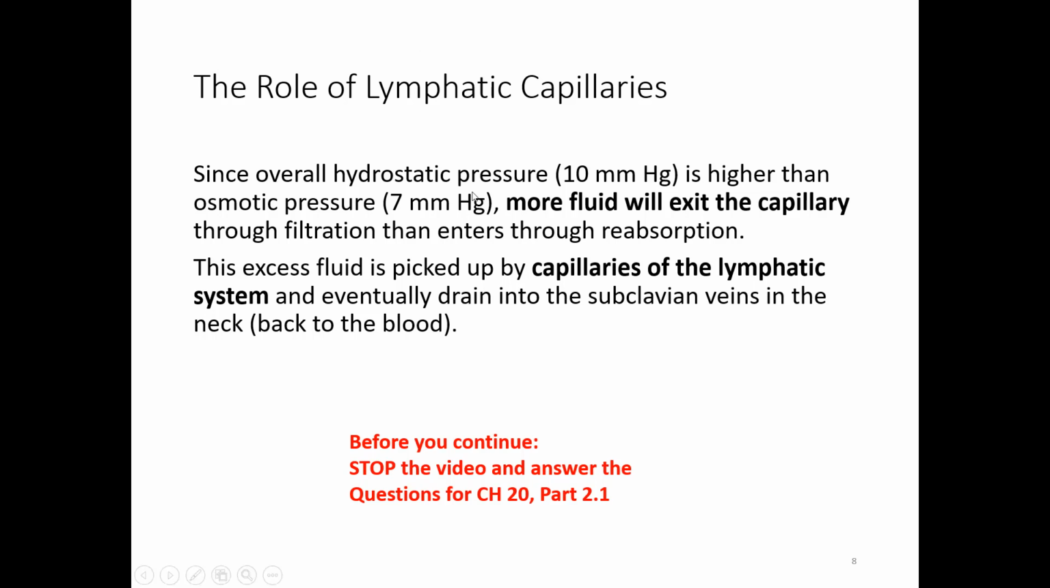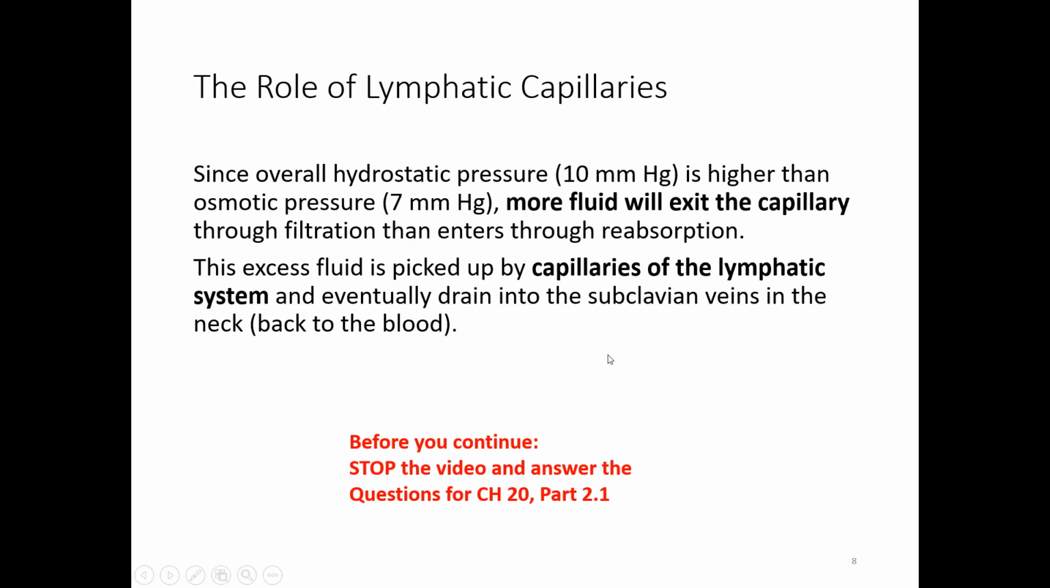Now, since overall hydrostatic pressure is higher than osmotic pressure, more fluid goes out of the capillary through filtration than enters through reabsorption on the venous end of the capillary bed. So that excess fluid is picked up by lymphatic capillaries and finally will be returned into the blood through the subclavian veins in the neck.